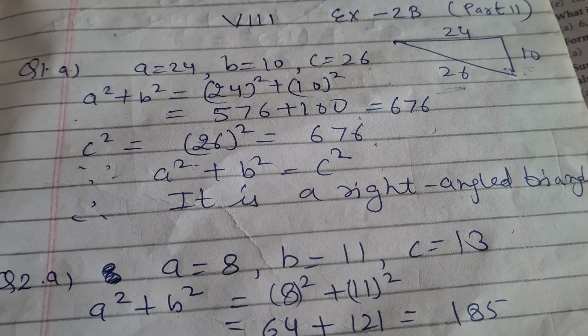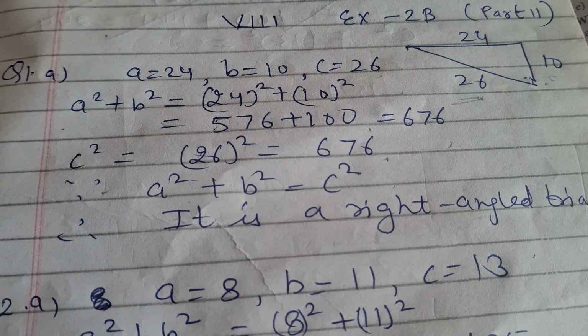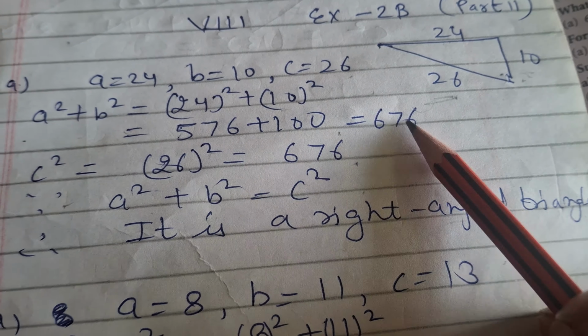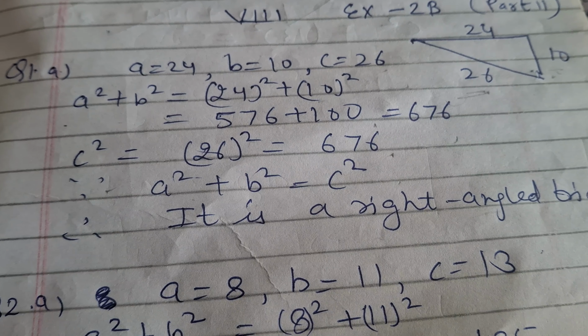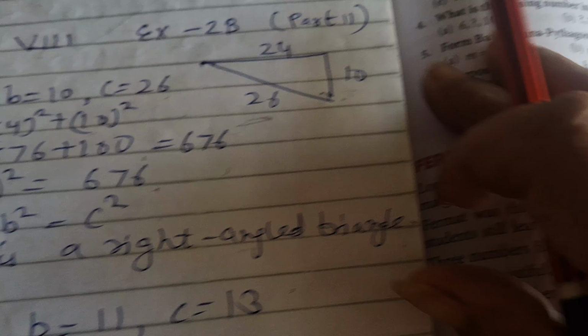If they are not equal, then they are not a right angle triangle. If both are different, then we will write not equal and they are not a right angle triangle.